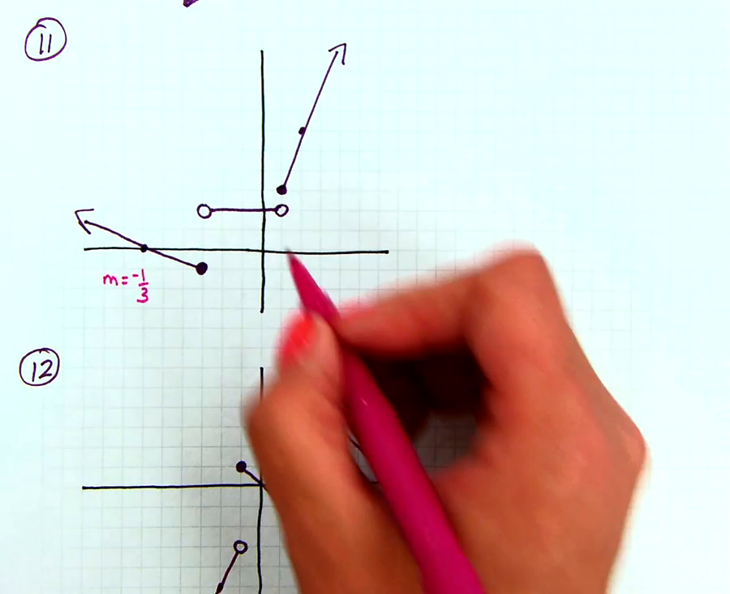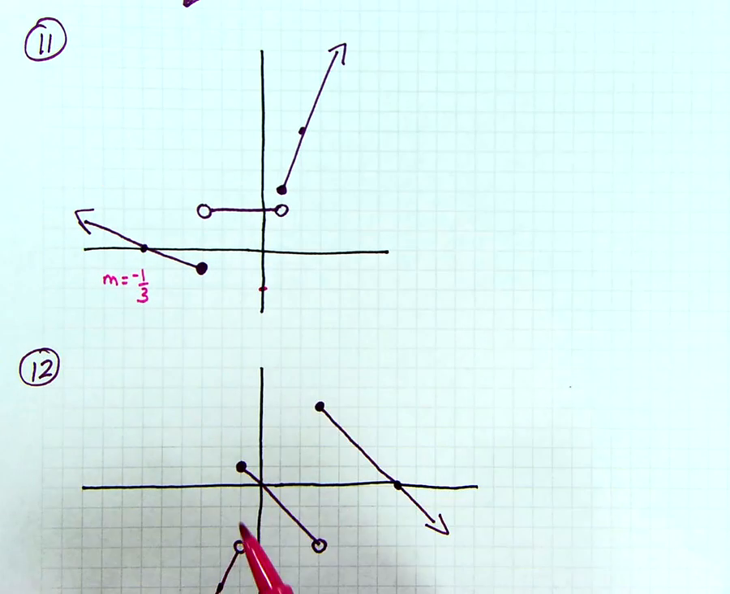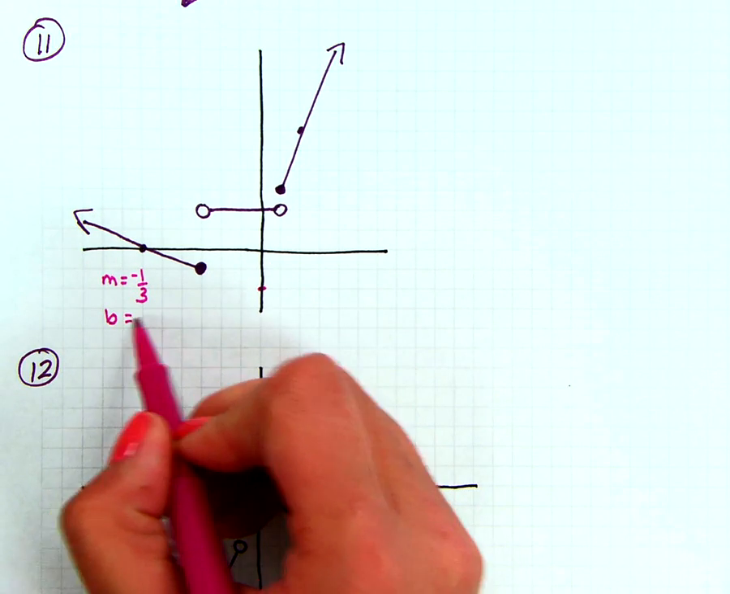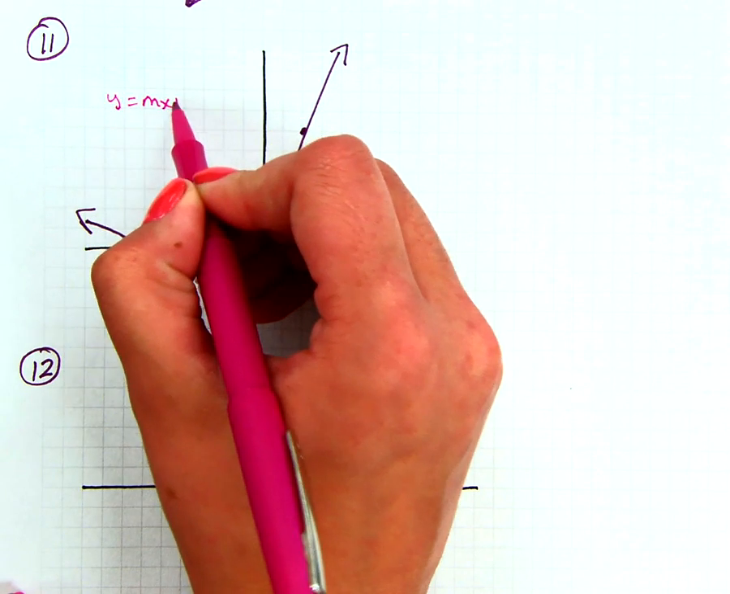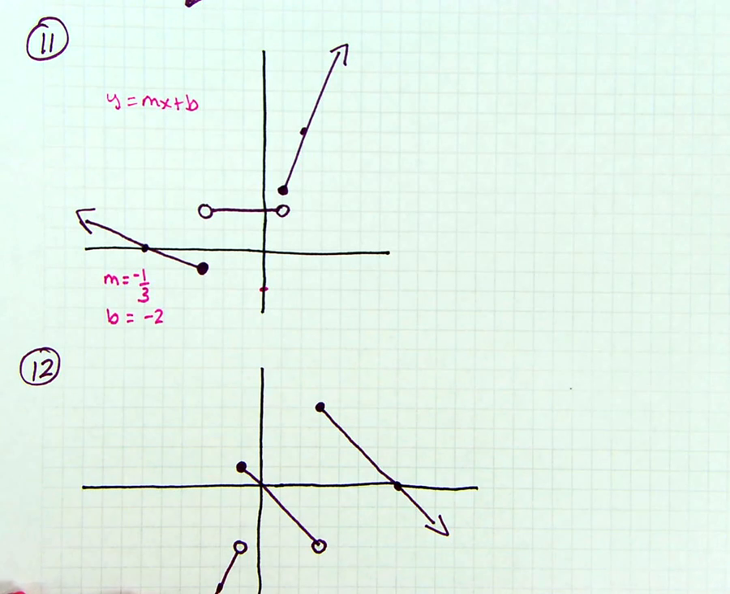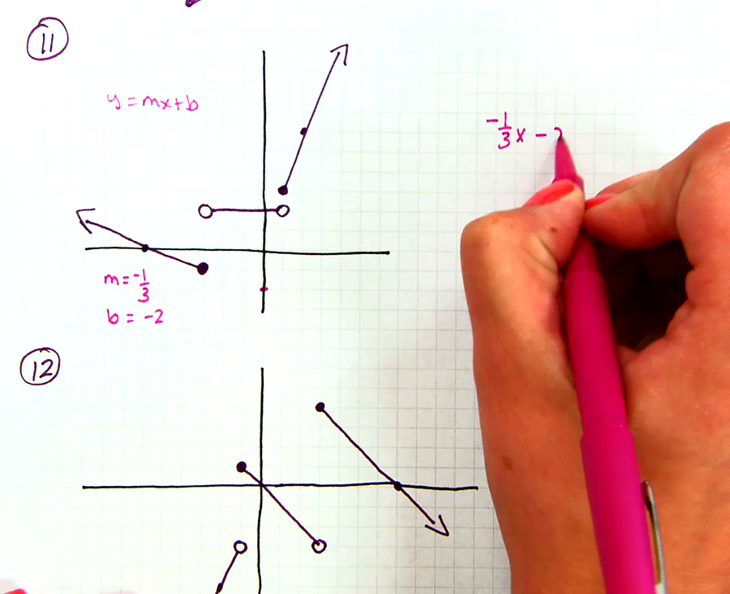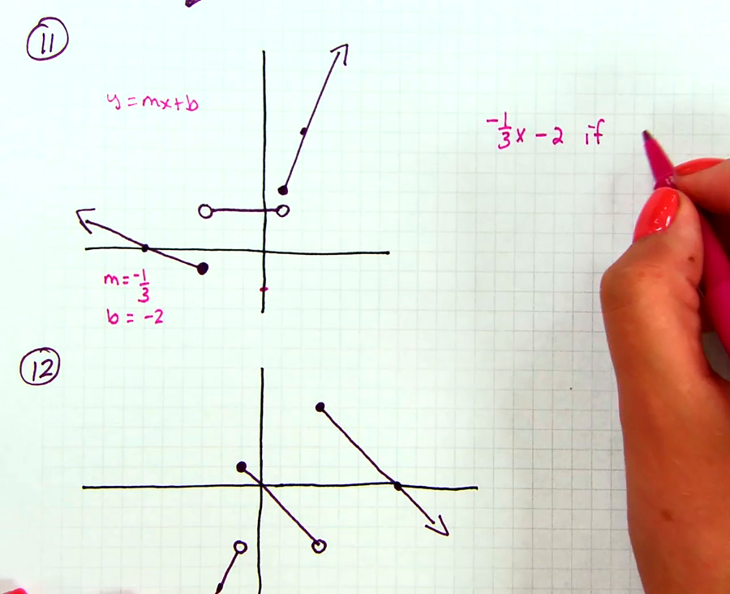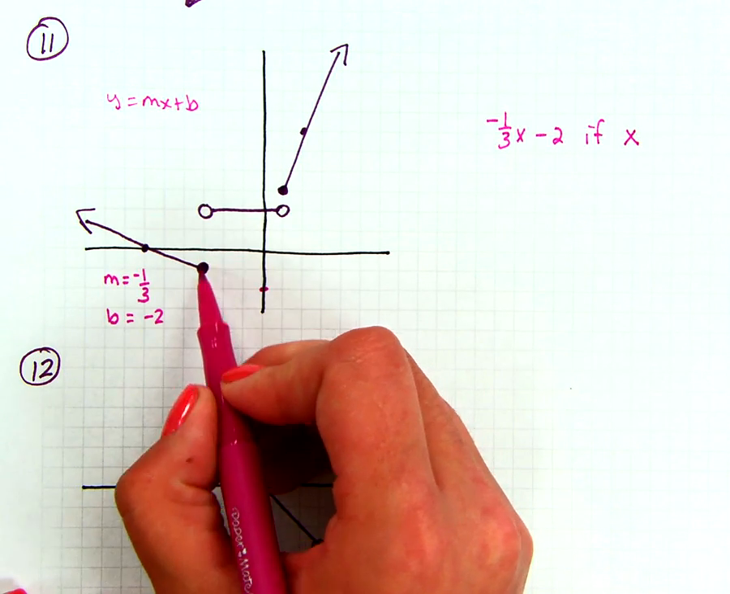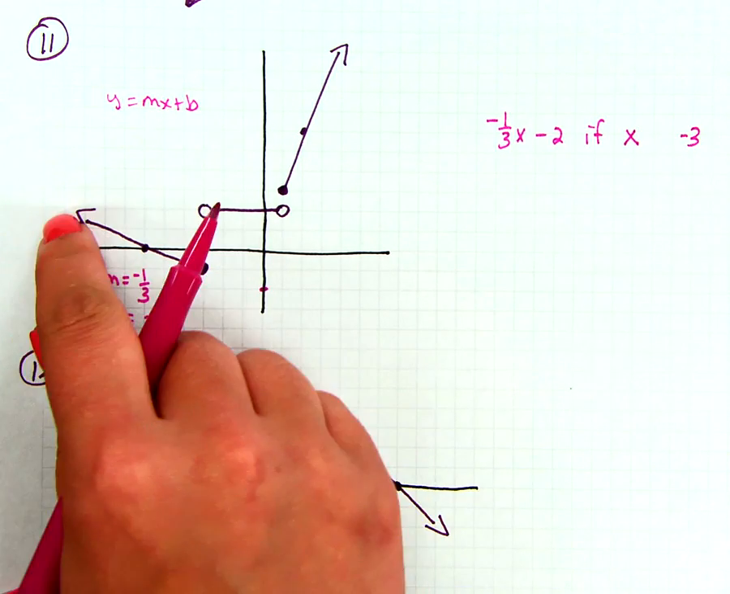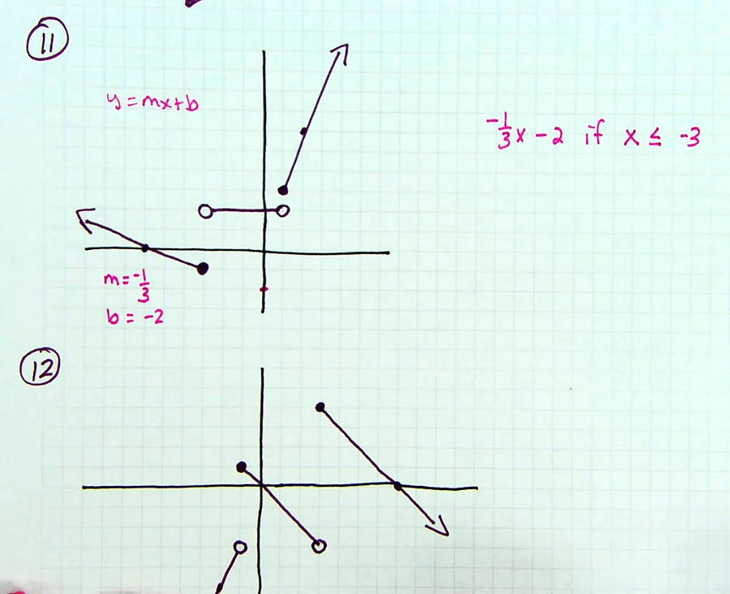So if I continue that, hopefully I can find my way back to my y-axis. So down 1, 1, 2, 3. So we would be right about there. So that means our b value for this one is going to be -2. So again, I'm going to use my y equals mx plus b equation to write my answer. So our first equation is going to be -1/3 x minus 2 if, and then we have one endpoint, so it's going to be x, and then our endpoint is at -3. And since it's going to the left, we want less than or equal to because of that closed circle and the fact that it's going left.